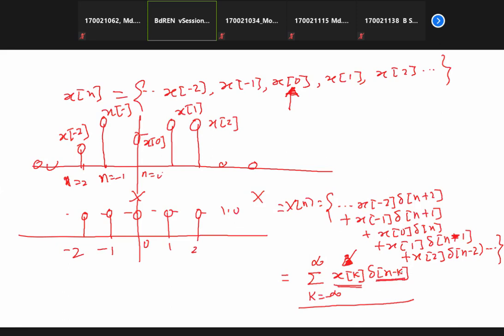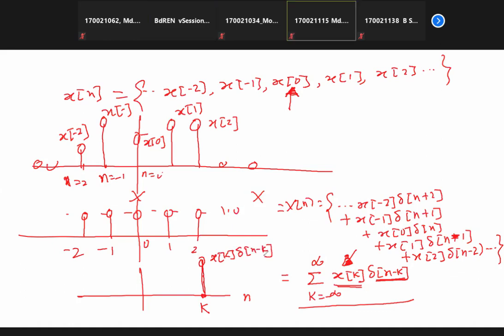This delta is located at n equal to k. Okay, that means, generalizing, if this is your n and this is the location of k, then at this location the value of your signal is x[k] delta[n minus k], isn't it? Yes, sir. And you are just changing your k from this region to that region and adding them up.